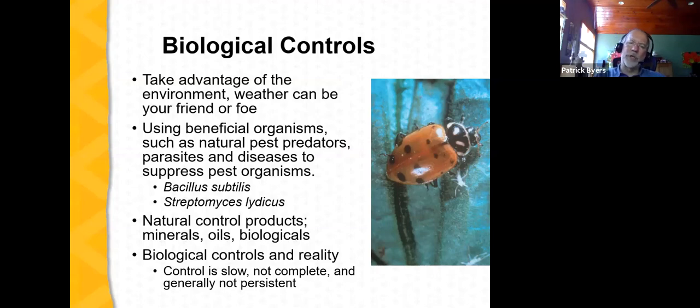Reality check, biological controls typically are not complete. We have to be able to tolerate some level of damage, or we can combine biological controls with other management strategies to give a higher degree of control. Also, control is slow. It may not be immediate, as is the case with synthetic fungicides, and it generally is not persistent. These controls need to be reapplied at intervals to maintain the beneficial aspect of them.